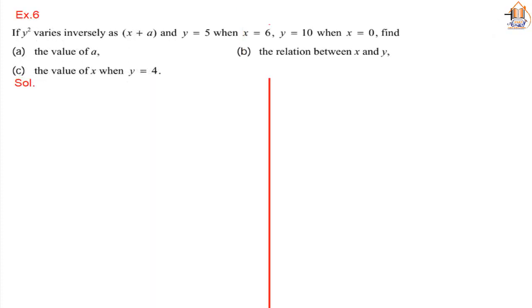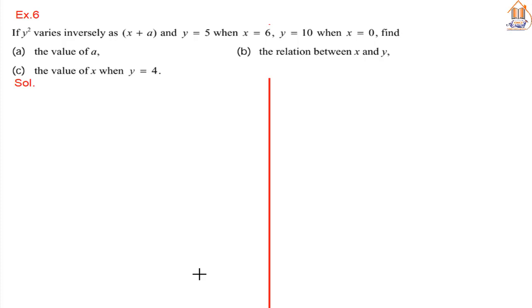Now let's go to example 6. Example 6 says that if y square varies inversely as open bracket x plus a close bracket, and y is equal to 5 when x is equal to 6, and y is equal to 10 when x is equal to 0, find a, the value of a; b, the relation between x and y; c, the value of x when y is equal to 4. Now this question is a little bit technical, but it's similar to what we have done before in direct variation.